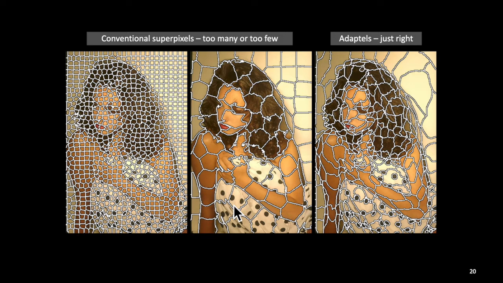When you choose them larger, it's okay for the background, but as you can see in the middle image on the dress, you just have too few. You do not actually capture the details of that region. So it's not always trivial to choose the right number of superpixels. And so we developed a method that adapts to the image contents, which we call Adaptels. And here you can see on the dress we have smaller superpixels, also partly in the hair, and in the background we have larger ones.